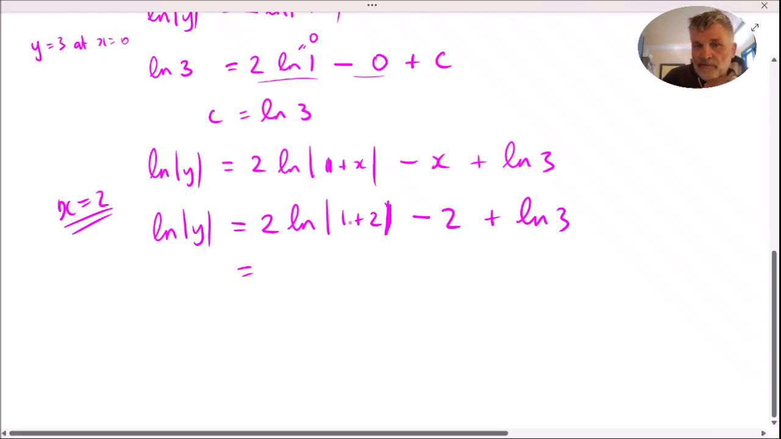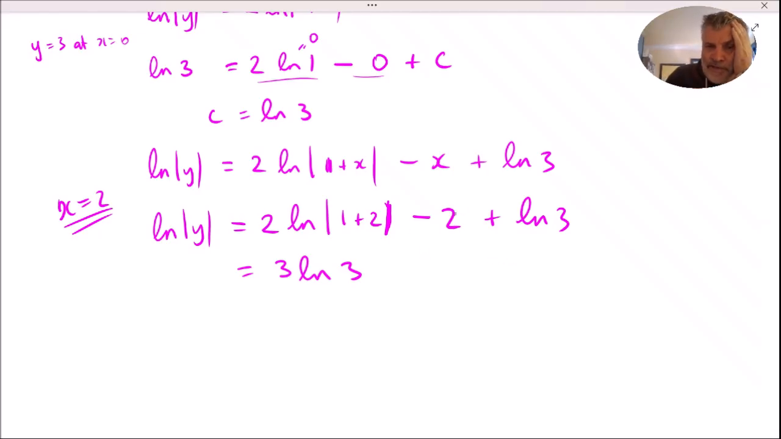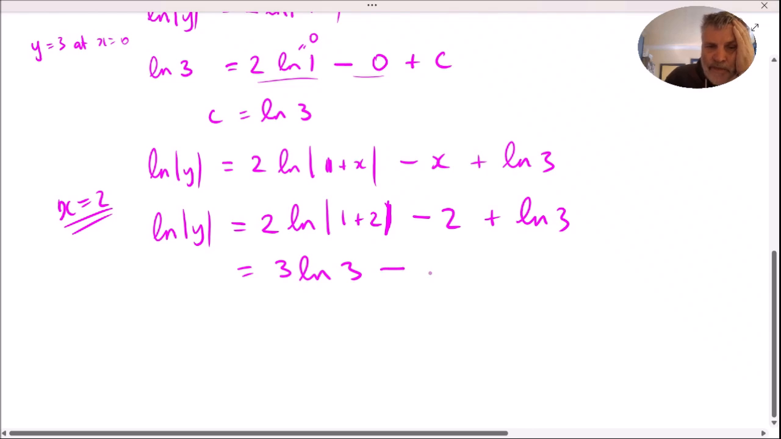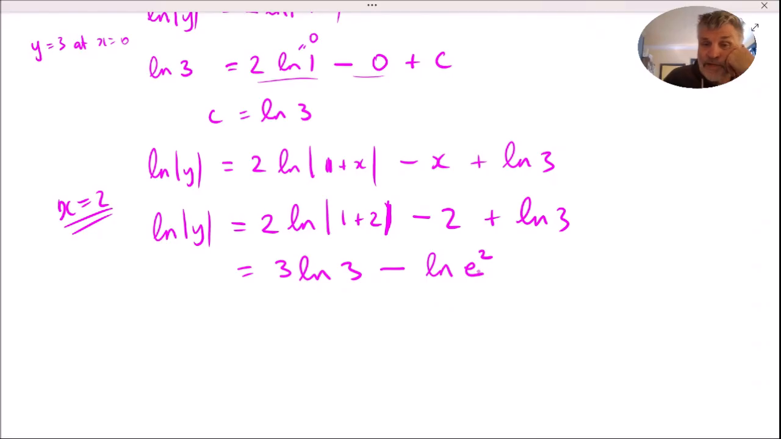This is the logarithm of 3. It's 2 lots of that plus another lot of that, so we've got 3 times the logarithm of 3. And we've got minus 2 here. Everything else has got logarithms, so it's going to be useful to write that as a logarithm. So that's going to be minus the logarithm of e squared. The logarithm of e is 1, natural logarithm.